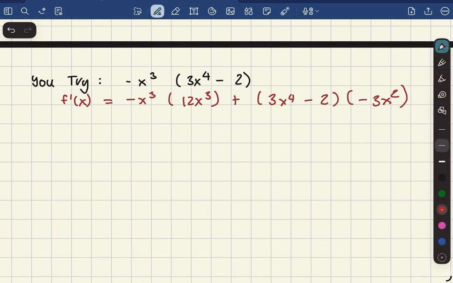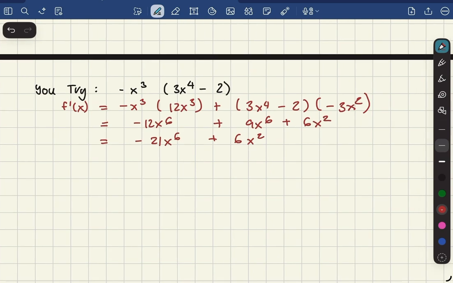Okay, so I can simplify this and get negative 12x to the 6 plus 9x to the 6 plus 6x squared. That will be equal to negative 3x to the 6 plus 6x squared. Okay, and this will be our final answer.